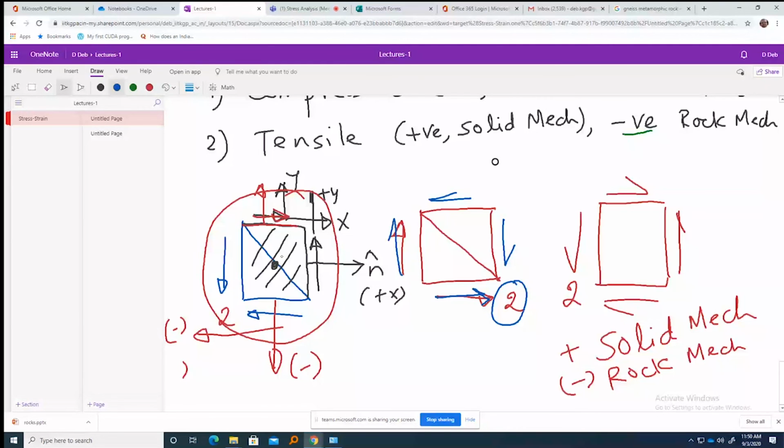So remember this configuration, then it's good enough. If it looks like this, it will be positive in solid mechanics and negative in rock mechanics. That's it. Any other will be opposite. Is that clear? I hope. That is the sign convention of the shear stress. You understood? Okay. Now I have another 5 minutes or so left.